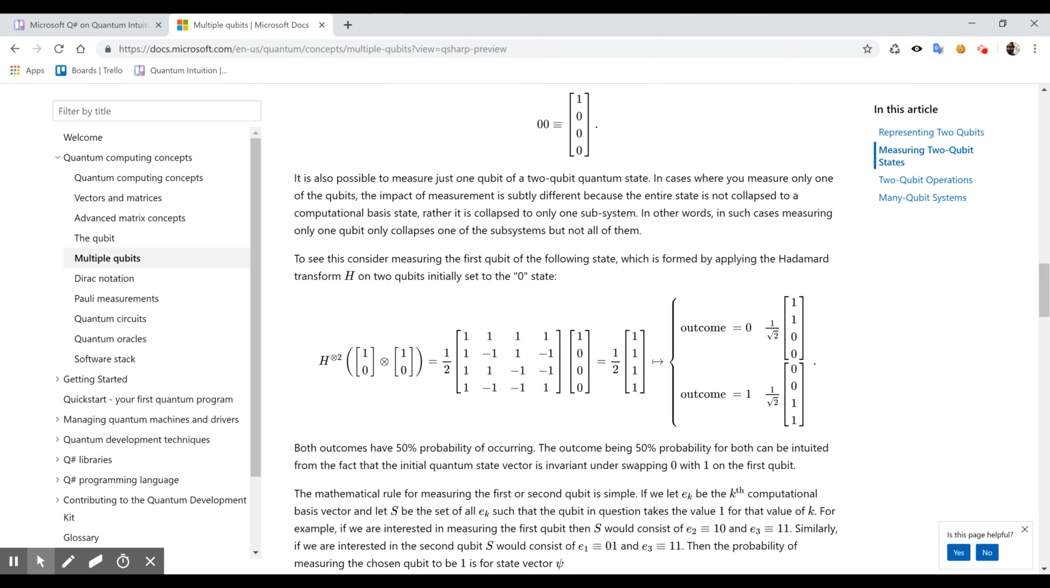Outcome equals 0, outcome equals 1. Both outcomes have 50% probability of occurring. The outcome being 50% probability for both can be intuited from the fact that the initial quantum state vector is invariant under swapping 0 and 1 on the first qubit.